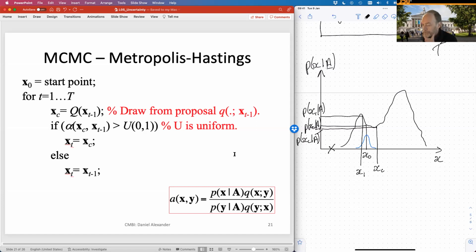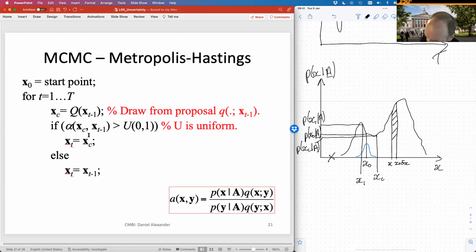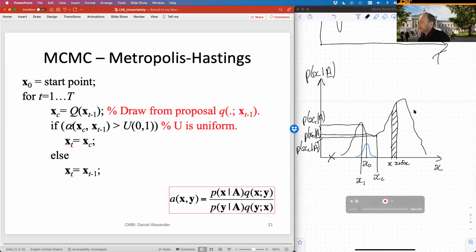So actually you can prove that in the long-term limit, as we continue to execute this loop over and over again, the number of times that the process visits any particular range, let's say x up to x plus delta x here, is proportional to the integral of our distribution over that range. In other words, that set of samples converges to a histogram reflecting this posterior distribution. Okay, makes sense so far?